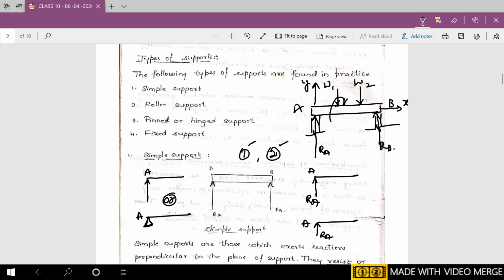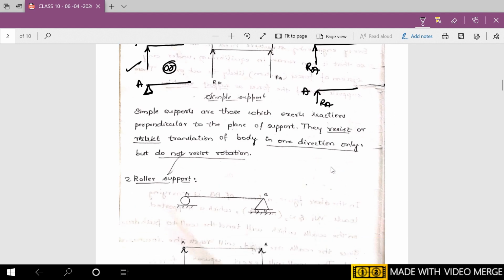So at point A, this is the free body diagram. This will be the representation of simple support, and this will be the converted one. You have to remember how simple support is represented, and then convert it into a support reaction. Under simple support there will be only one vertical reaction, named under the point of application. Okay, so this is simple support.